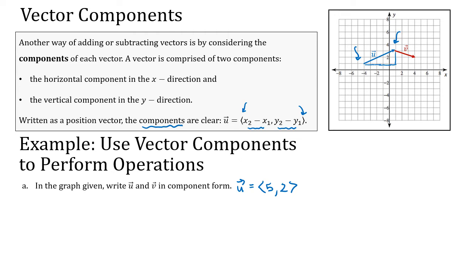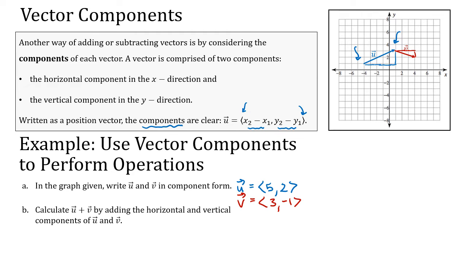For vector v, same idea. The position vector for this one looks like a horizontal movement from the initial point to the terminal point of 1, 2, and 3, and then down 1. So I'm going to call that 3, -1.